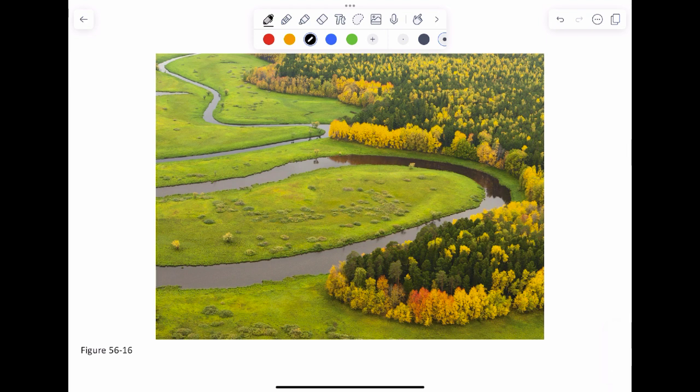This is natural. This would be a natural edge, where whatever's going on in these grasslands can move on into the forest area, and whatever's in that forest area can move right on back. This is natural, and this would lead to an increase in biodiversity.